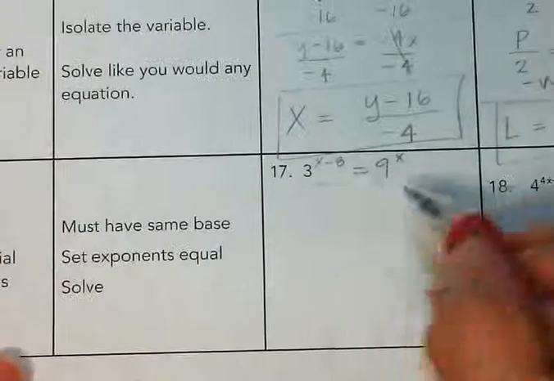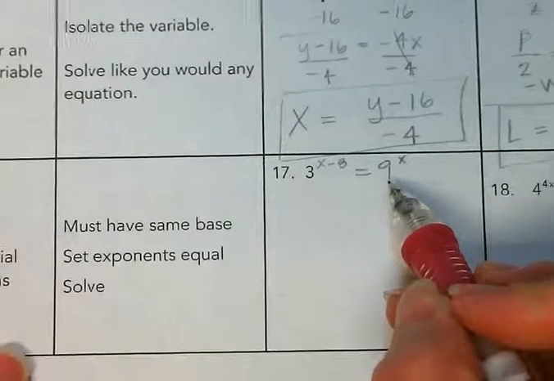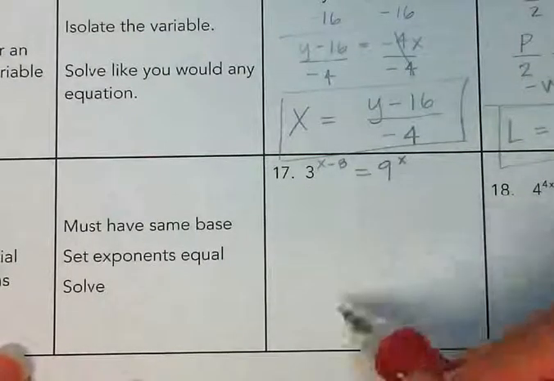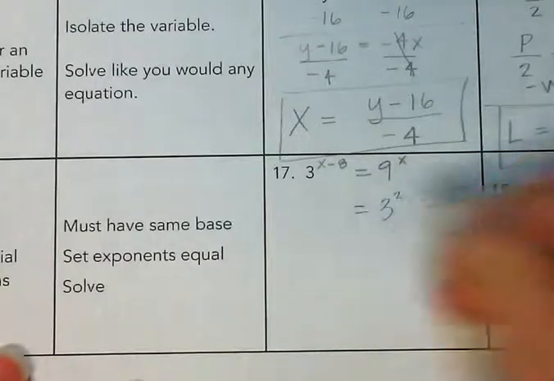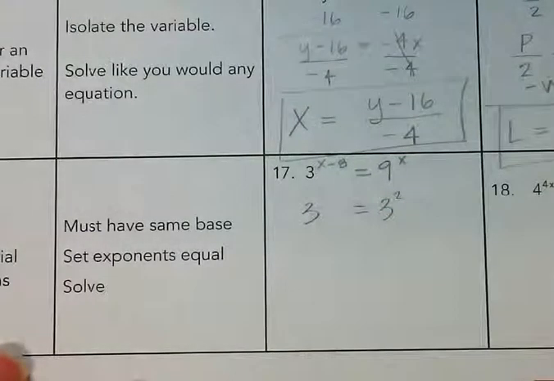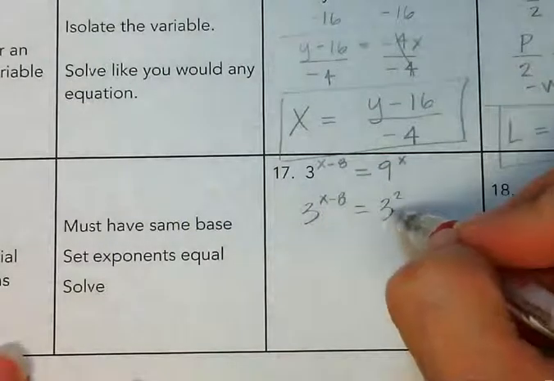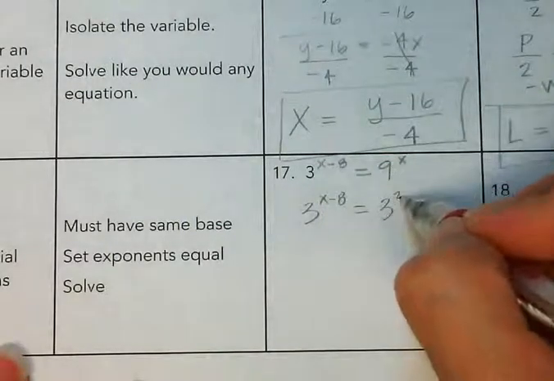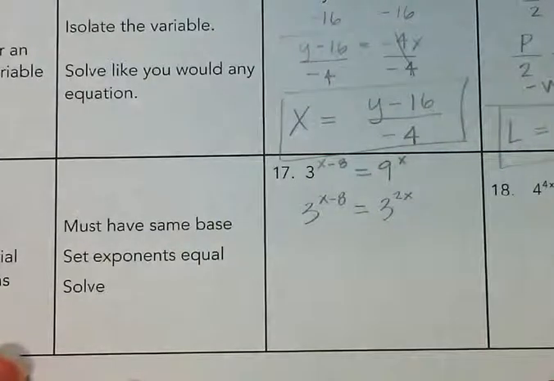So on here, this is a 3, this is a 9. The only thing that we can do is we can write larger numbers as smaller numbers. So I could write 9 as 3 squared. And if I did that, then both of my base numbers are the same. So this one doesn't need to change. This, I've replaced 9 with 3 squared, but it was 9 to the x. So now it needs to be 3 squared with the x.